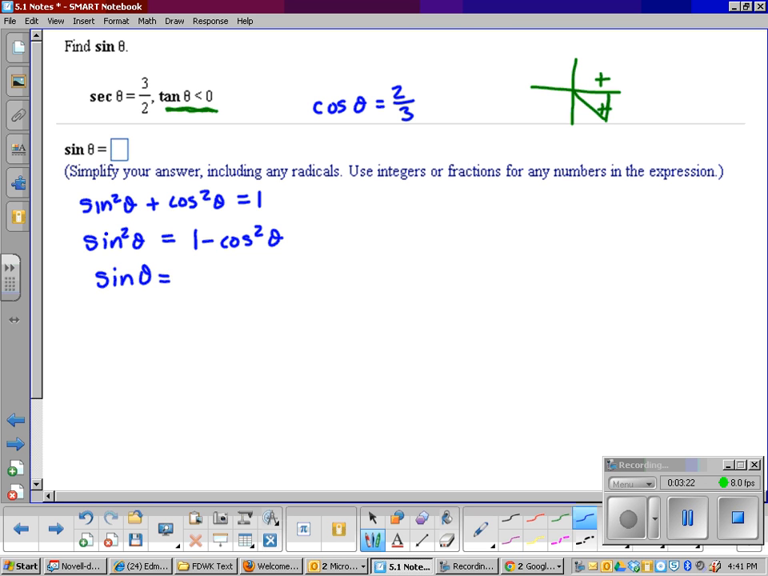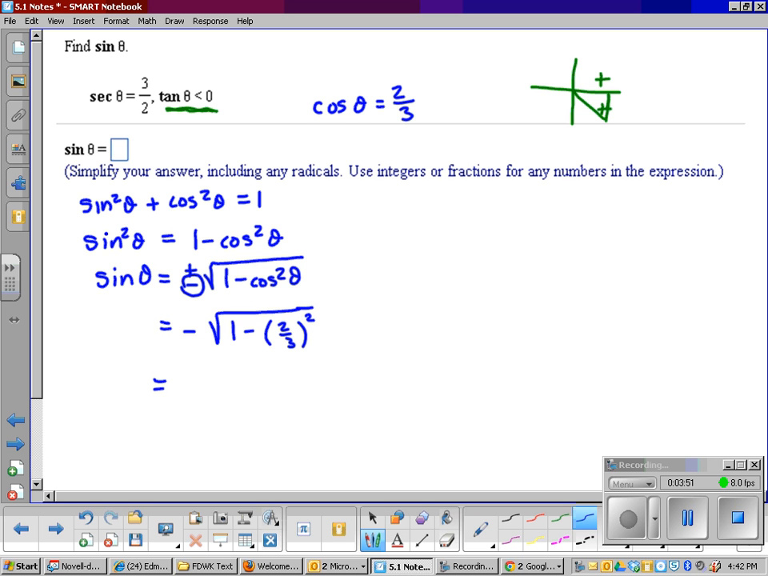So now let's take the square root of both sides, which means I need a plus or minus on this side, plus or minus the square root of 1 minus cosine squared theta. I know that I'm in quadrant 4 and that the sine is going to be negative there. It's going to have a negative value. And then I'm ready to substitute for cosine theta. I'm going to substitute 2/3. So I have 1 minus 2/3, and then since the cosine is squared here, the 2/3 has to be squared.